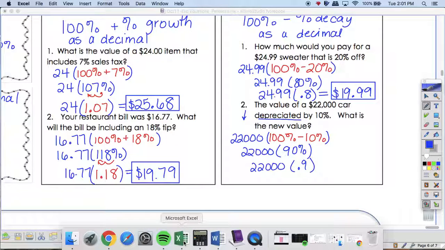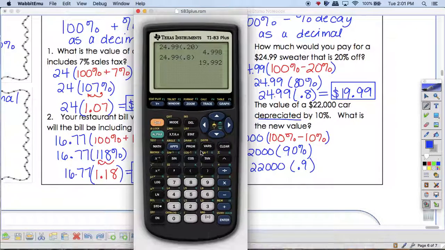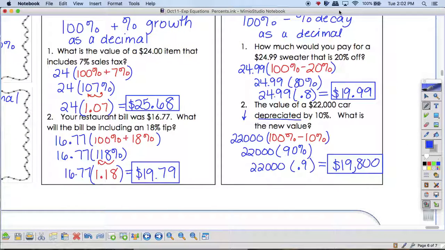Okay, and I multiply by the percent that I keep. So if the value loses 10%, it makes sense that we're multiplying by 90% because it's keeping 90% of the value. So that's 19,800. Okay, so multiply by the percent that you are keeping. Like in this case, if you're losing 10%, you're keeping 90%. You're going to hear me say over and over, multiply by the percent that you keep, not that you lose.